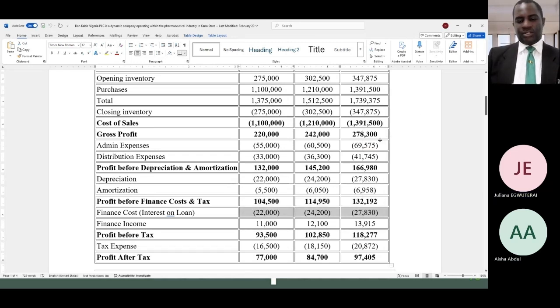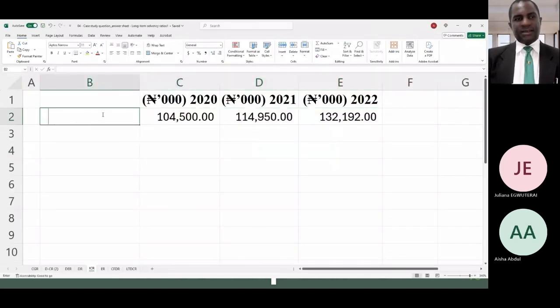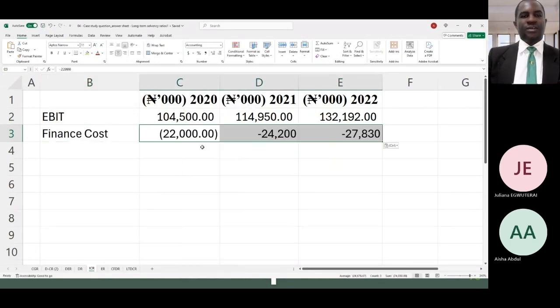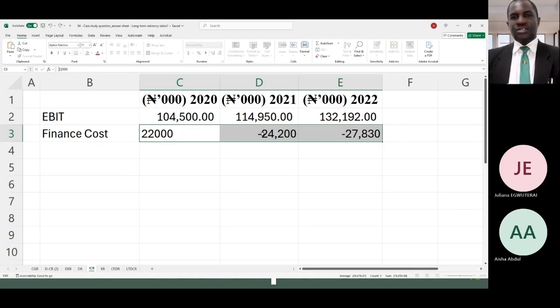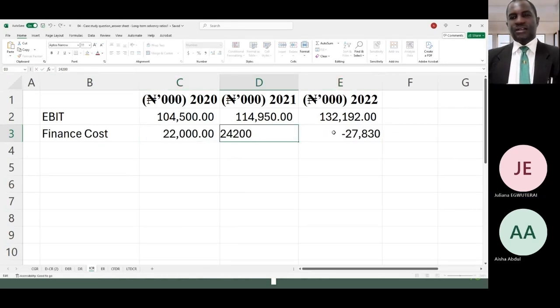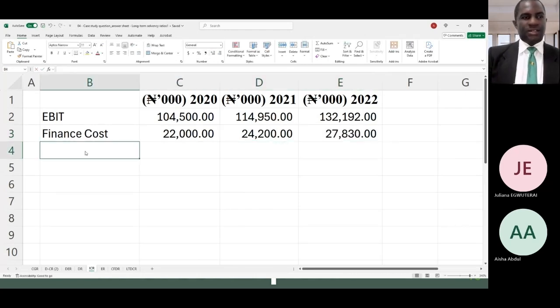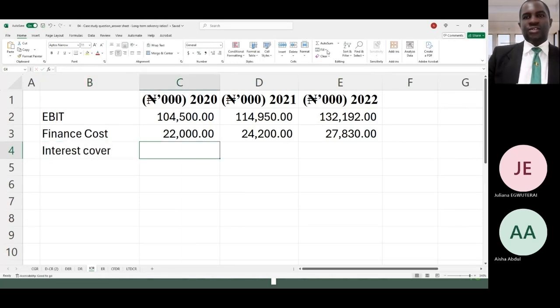Good one, Aisha. Okay, so let's go to our Excel. So this is our EBIT and this is our finance cost. Don't mind the interest expense acronym. It means the same thing. So let me remove the negativity since we want to see how many times our operating income is able to cover this, if we are safe. I prefer calling it interest cover. That's what I've known it to be since secondary school.